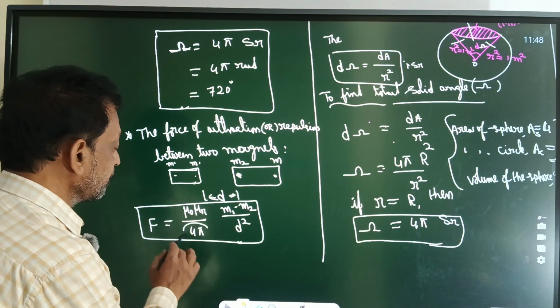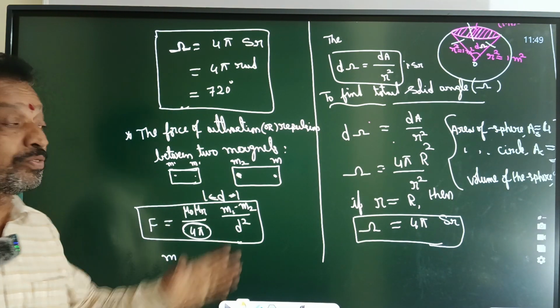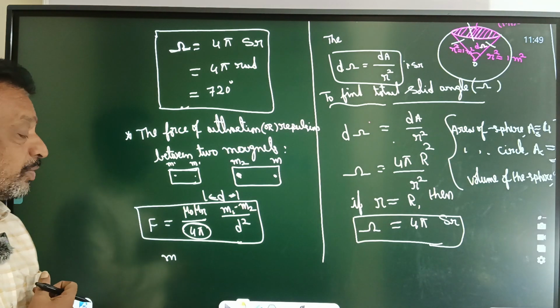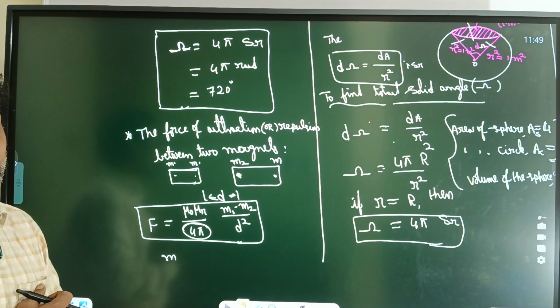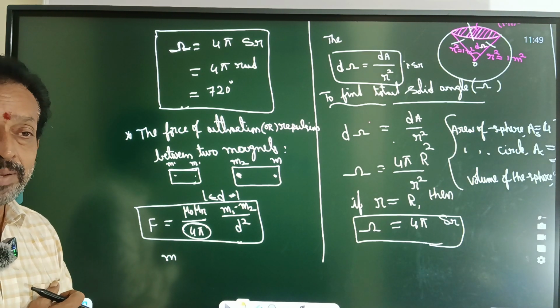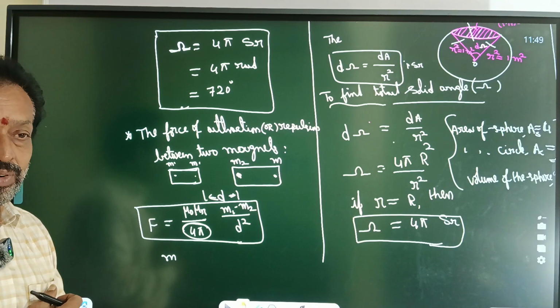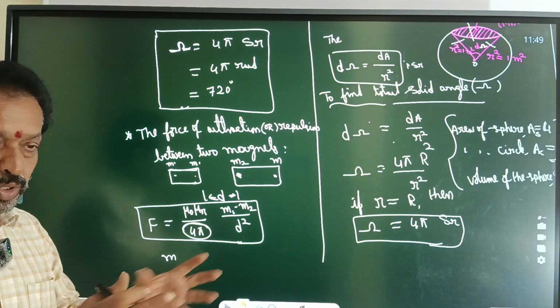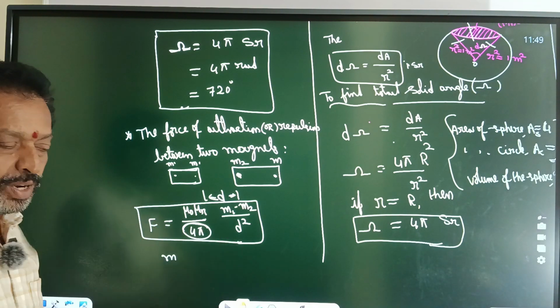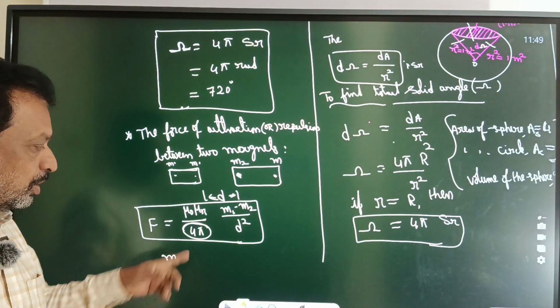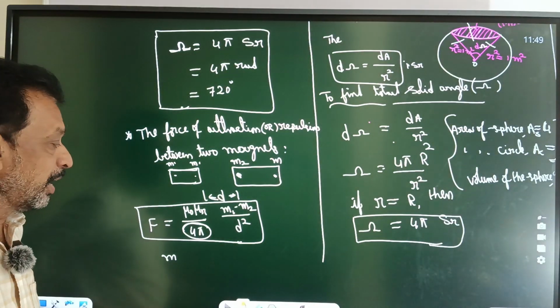What is the meaning of 4 pi? Because of solid. A magnet is a solid. So that's why you are using 4 pi. We should not use 2 pi. It is not a plane. We are taking the force of two bodies. It is not moving, not rotating, not moving to and fro. So that's why the solid angle is 4 pi.